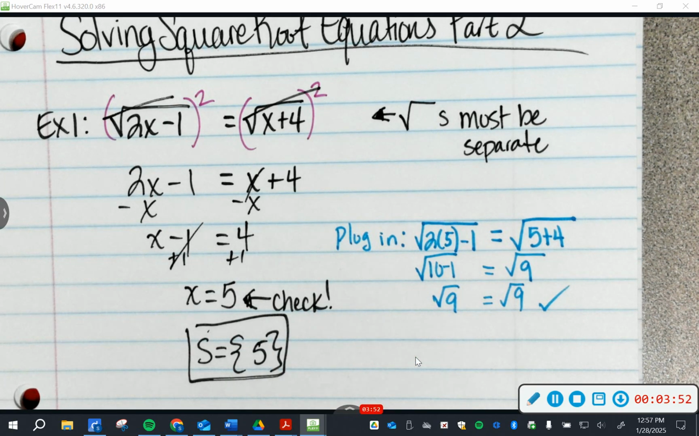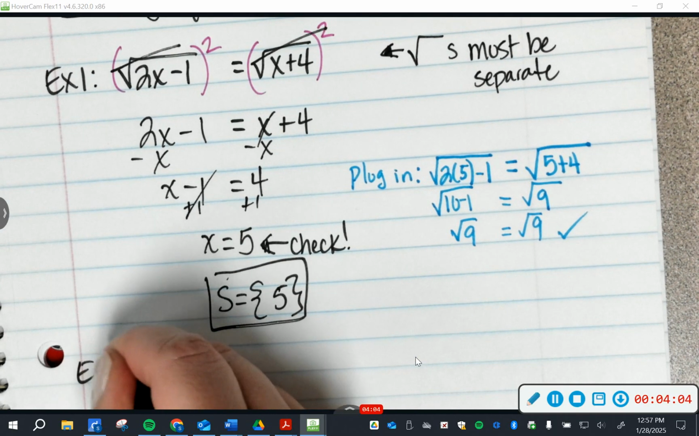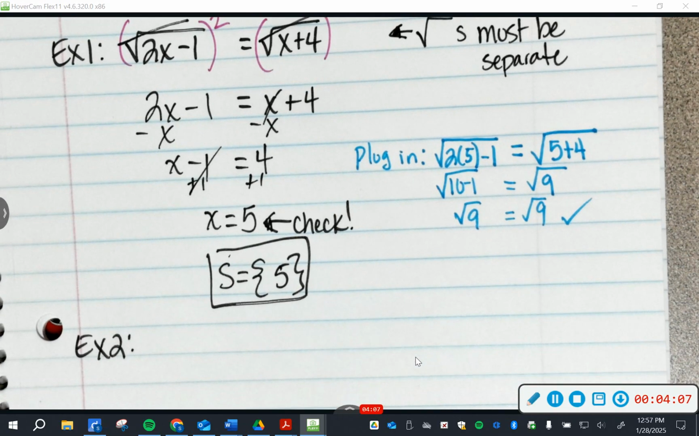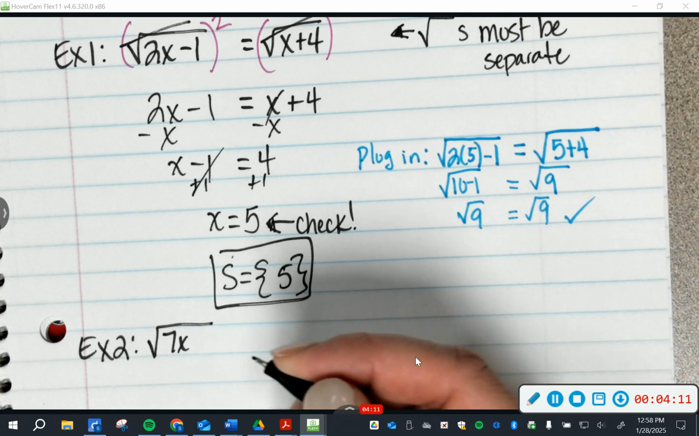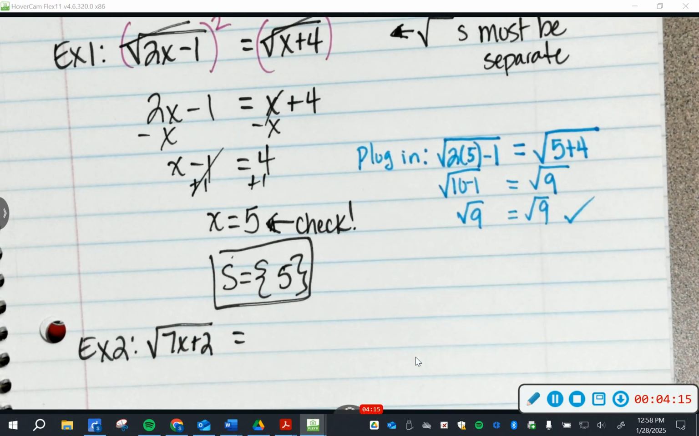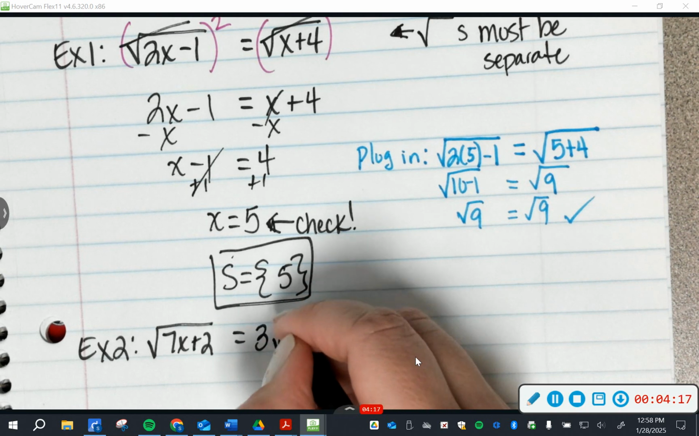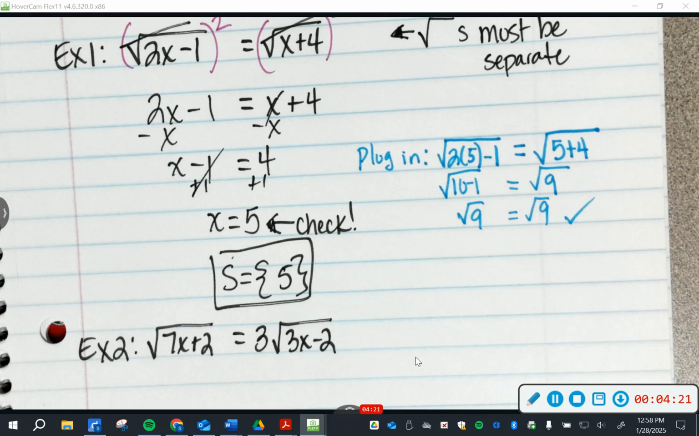Okay? That's actually not bad. Okay, let's look at one that's a little bit different. Similar but different. Example 2. Square root of 7x plus 2 equals 3 times the square root of 3x minus 2.